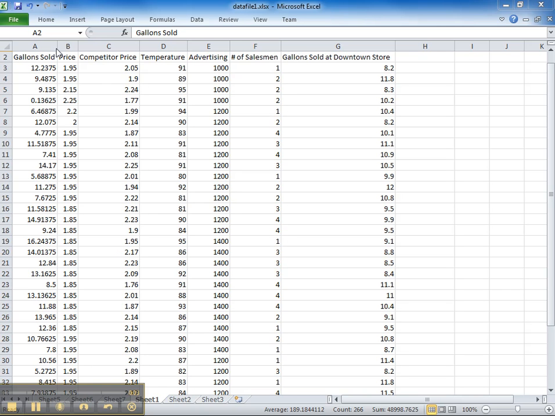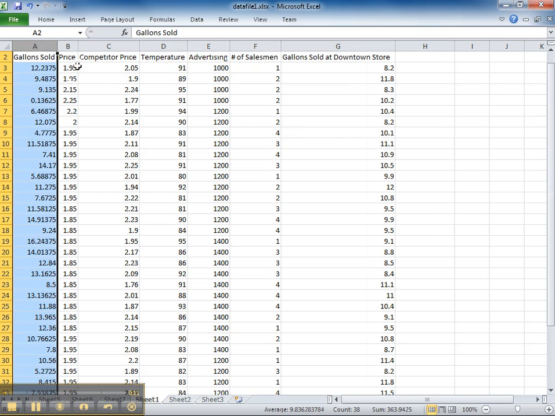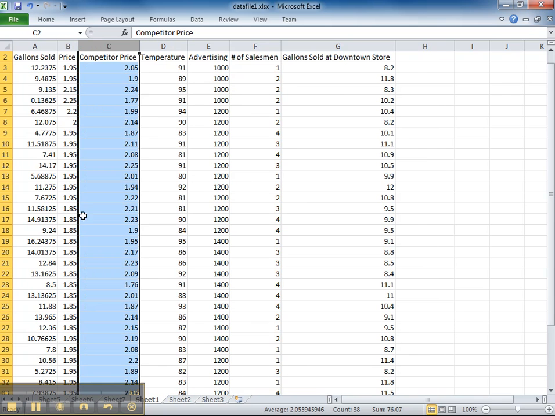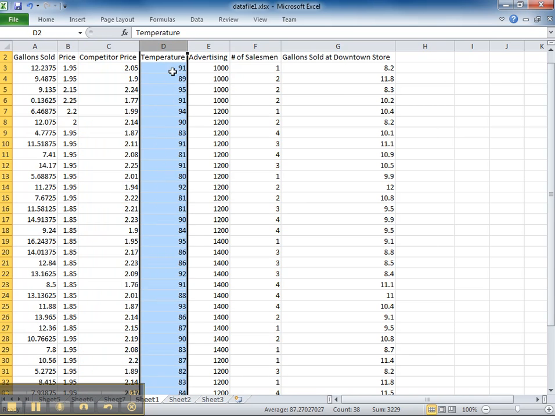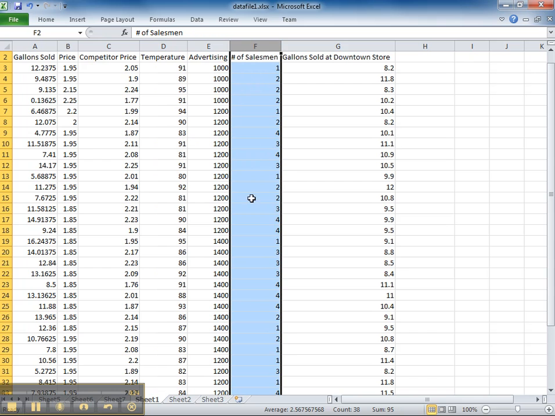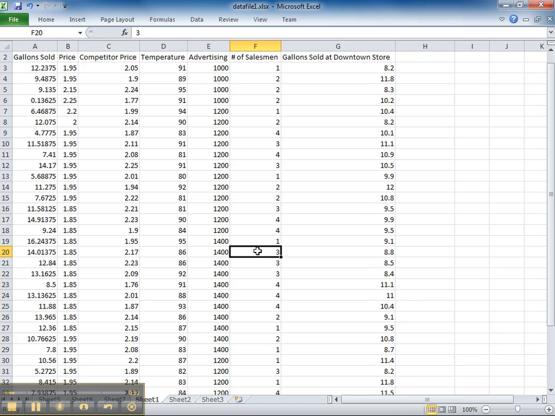Doing regression with multiple variables in Microsoft Excel. Here we have a spreadsheet for an ice cream store. It shows the number of gallons of ice cream they sold in a month, the price they were charging per cup of ice cream, the price their nearest competitor was charging, the average temperature for that month, the amount that they spent for advertising during that month, the number of sales people they had on average, and the gallons that were sold at the downtown store that month. And they want to know what is related to the number of gallons that they sell.